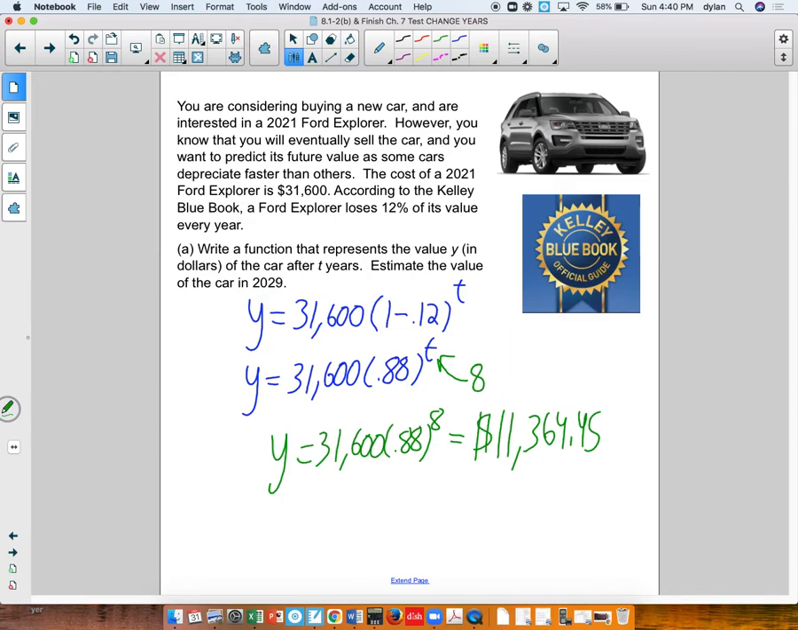As I said before, some cars and some car companies depreciate much faster than others, so it's an important factor to consider when you're buying a car. And it's a pretty easy calculation to run.